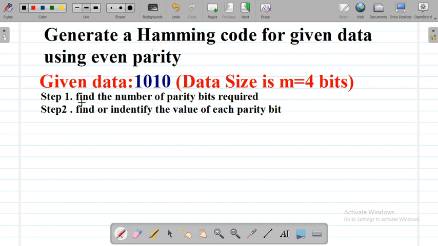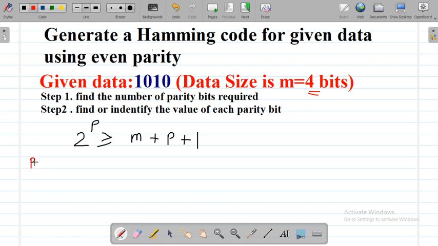Now the first step is to find the number of parity bits required to be inserted in the Hamming code, and the second step is we have to identify the value of each parity bit. So there is a standard formula: 2 raised to p should be greater than or equal to m plus p plus 1. Now the value of m we already know, which is 4 because my data size is 4. So we have to find the value of p by using a trial and error method starting with p is equal to 1.